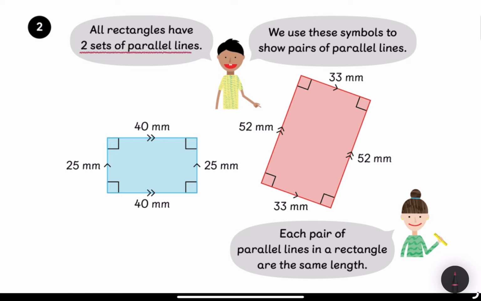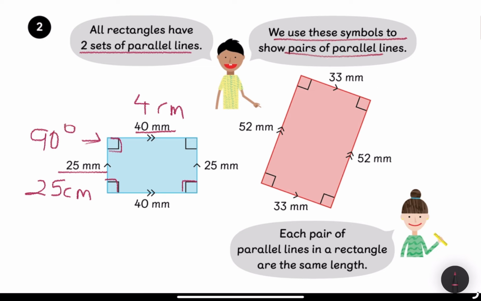So my 40 mm, if I convert, is nothing but 4 centimeters. 25 mm I converted to 2.5 centimeters, right? And these boxes, like I told in my previous video, are nothing but our right angles, which is 90 degrees. Therefore, we use symbols to show the lines as parallel. When they are saying symbols, they mean these arrows. So this line is parallel to this one. And you see this single arrow? This is actually reflecting another set of parallel lines.